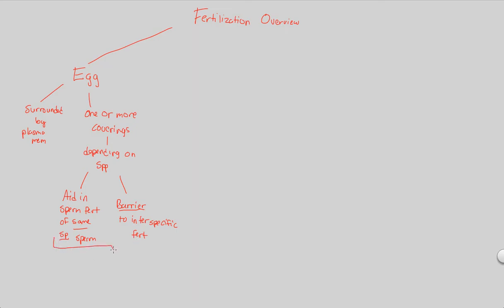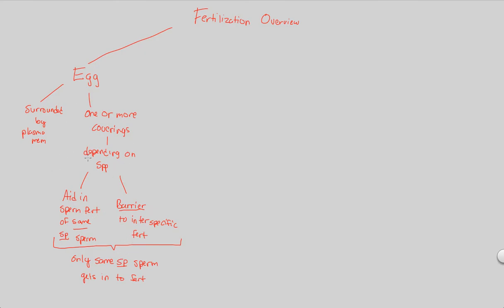Now, the reason why we have these can be summarized in the following sentence. This ensures that only the same species sperm, notice there's only one species here, gets in to fertilize. It gets into the egg, past the coverings that are protective in their nature, to fertilize. So these coverings are dependent on the species. Why are they dependent on the species? Well, that's because sperm plus egg fertilization is going to be very species specific, and thus the coverings are going to be very species specific.